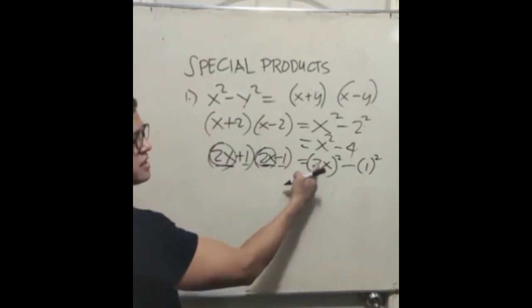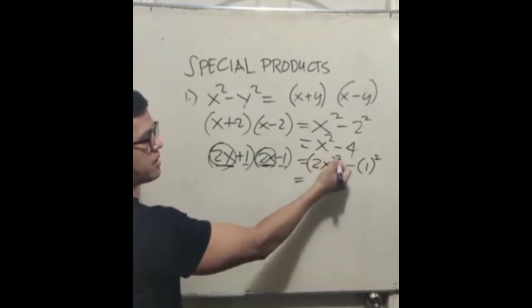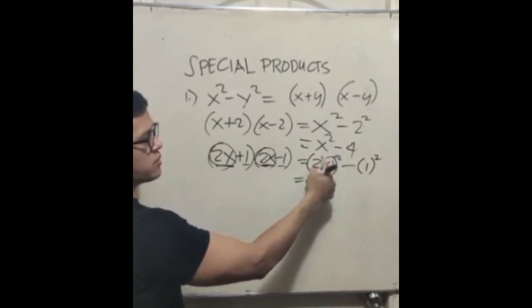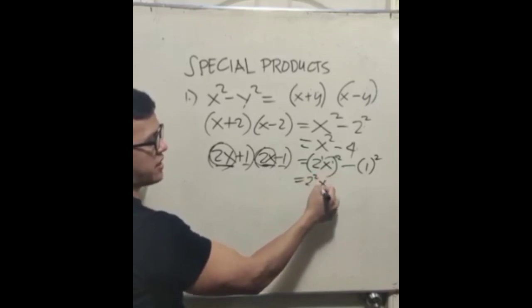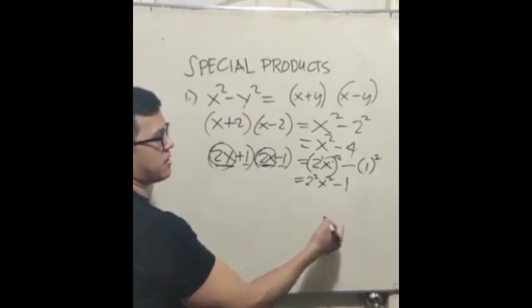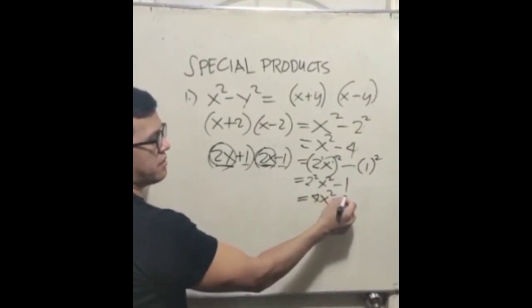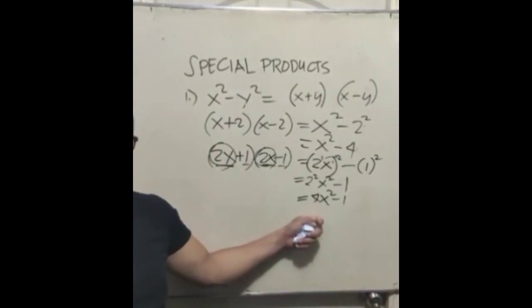And then, squaring this, laws of exponents application, 2 squared times x squared, right? Minus 1 squared, or 1 times 1, that's still 1. 2 squared is equal to 4, right? So that is 4x squared minus 1. Okay, so ito yung final answer natin.